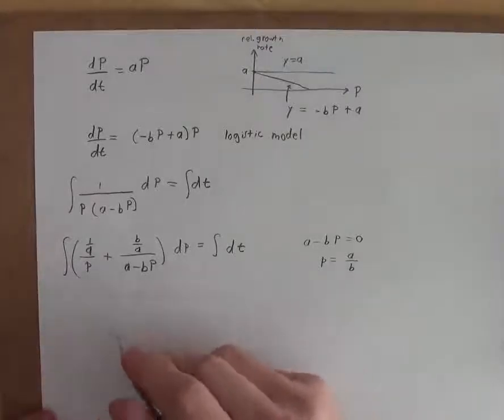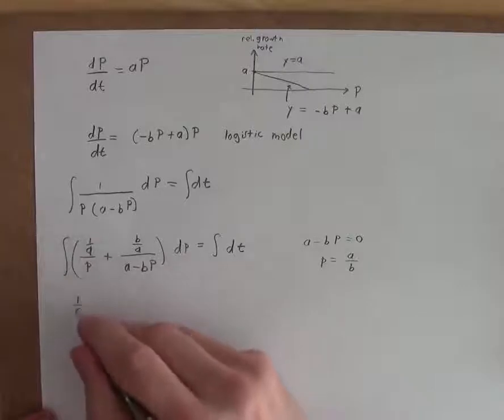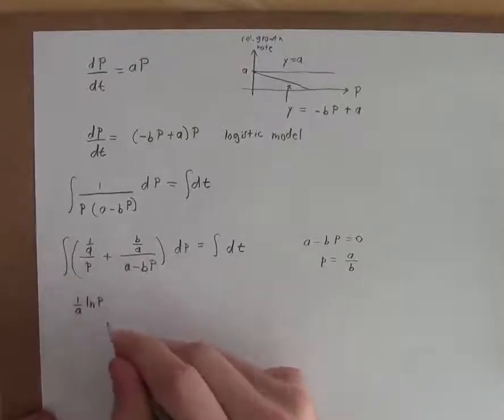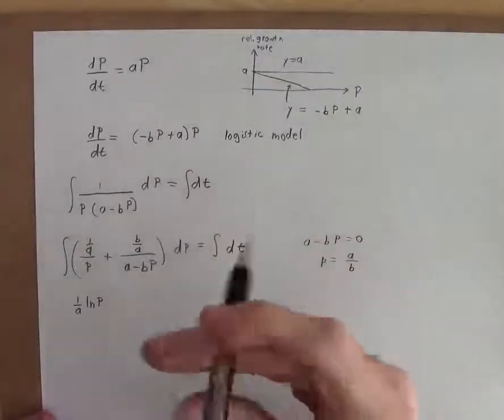Now let's integrate this. When we integrate the first fraction, we get 1 over A times the logarithm of P. And integrating the next fraction, we have the B over A.